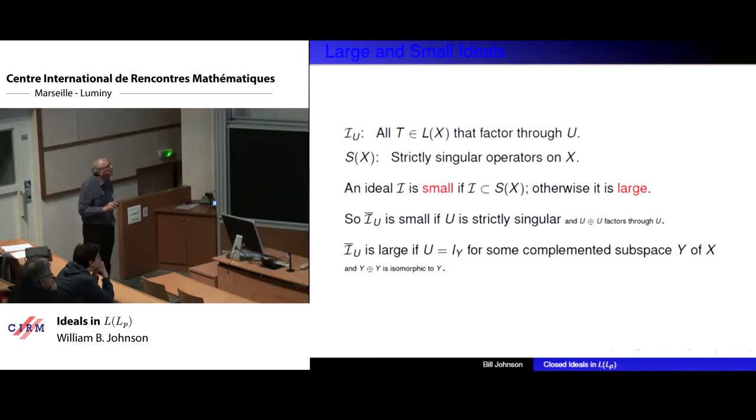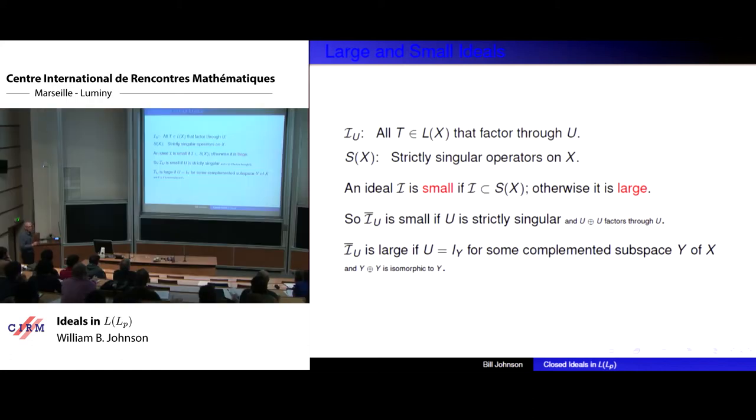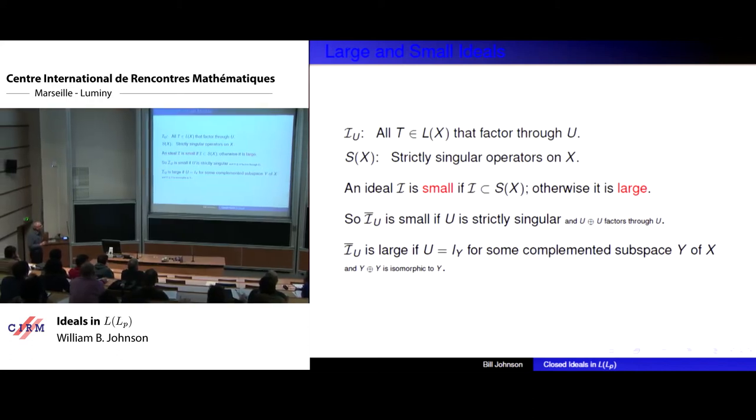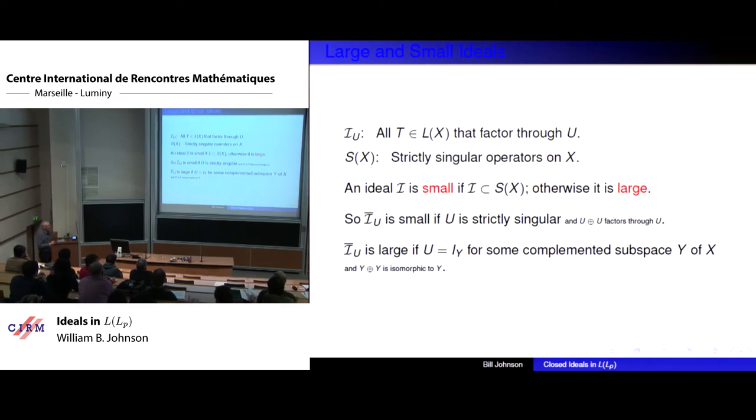How do you build large ideals? Well, you do the same thing. You take IU, but you let U just be the identity operator on some complemented subspace of X. So then a projection onto Y from X will be a non-strictly singular operator in this ideal. So this will give you a large ideal. And to make sure it's closed under addition, you just make sure you choose a complemented subspace which is isomorphic to its square, something like this. Of course, it's silly to write I sub y; I just write I sub y as I sub y.